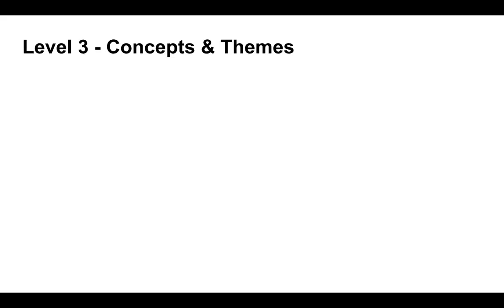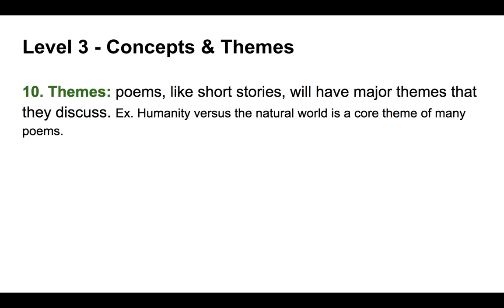Okay, level three. So we've talked about our structure, and we've talked about some of the tools that we're already familiar with that poets can use to add color and feeling to their poems. But we also have to continue to build this idea that we want to understand the main concepts and themes that are present. So as we know, themes are these classic conflict points or struggles that happen in literature. So poems, just like short stories, will have major themes that they discuss. A classic example of this is humanity versus the natural world.